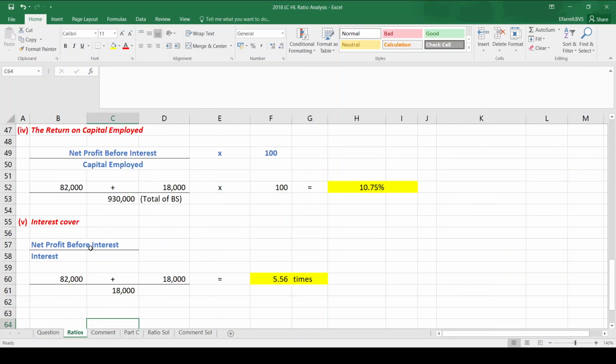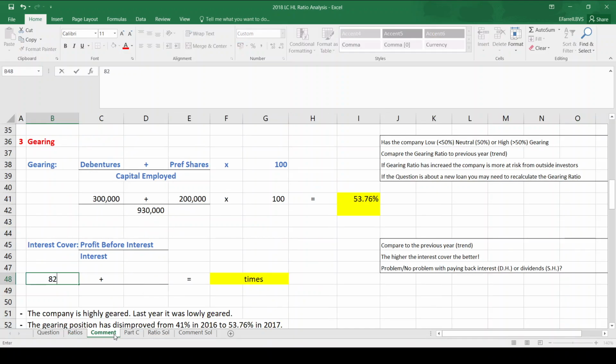And again, interest cover, we actually have this done in part A. So again, if you are in the exam, you wouldn't have to do it again, but we won't always have it done in part A. For the sake of the video, I'm going to do it again. So it's just going to be 82, that's the profit after interest. So before interest is 82 plus 18, over 18.